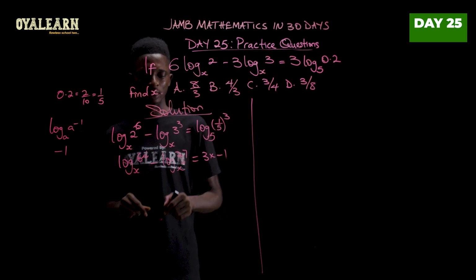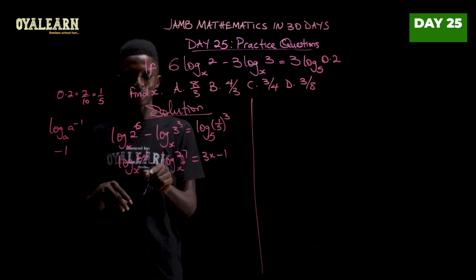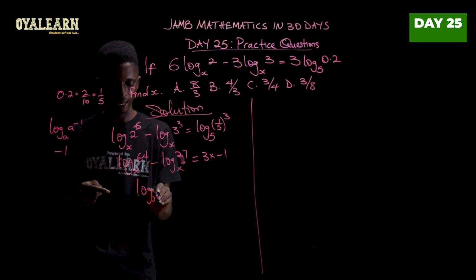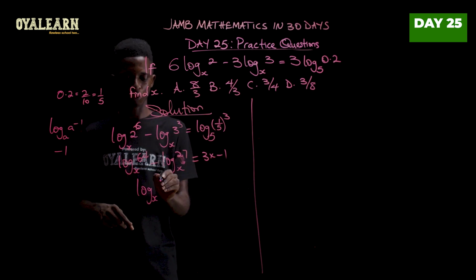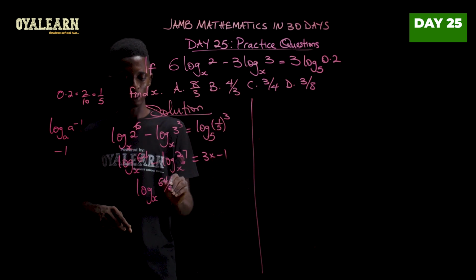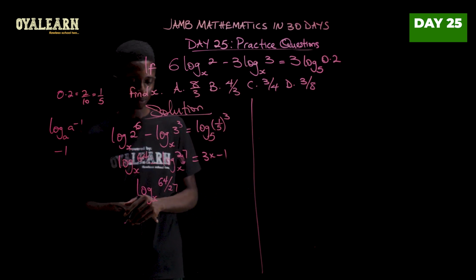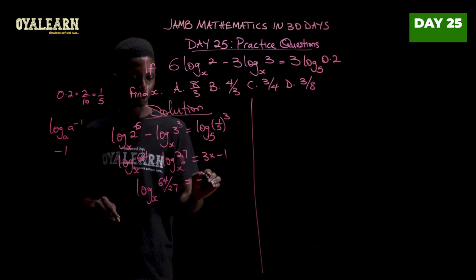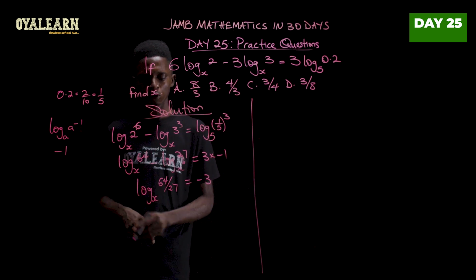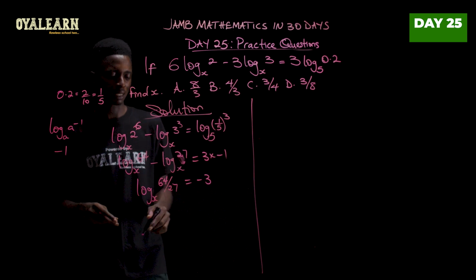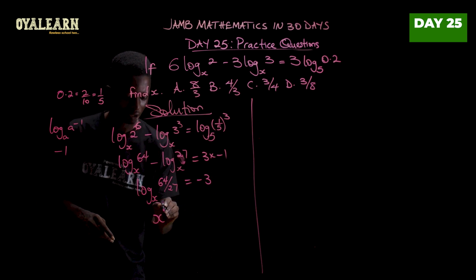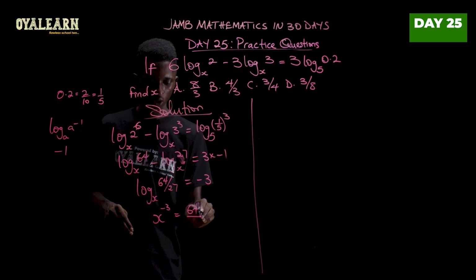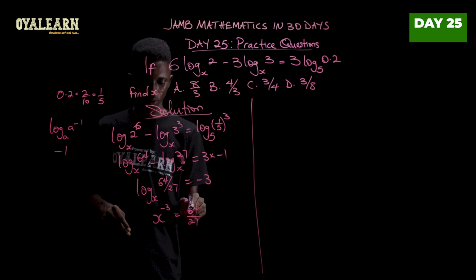Now let's continue with this. Now when you have log of the same base and then you are subtracting them, what happens is that you can take one of them and say log to base x, and then you divide these two. So that is 64 divided by 27. So now that we have this, we then equate this to what we have here, minus 3. So what does this mean in mathematics? It means that x to the power of minus 3 equals 64 over 27, right?